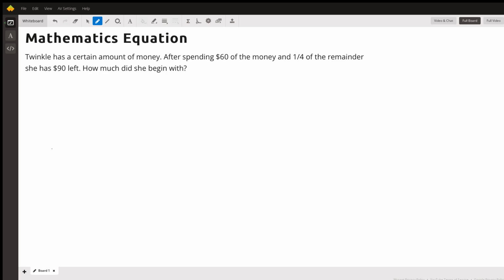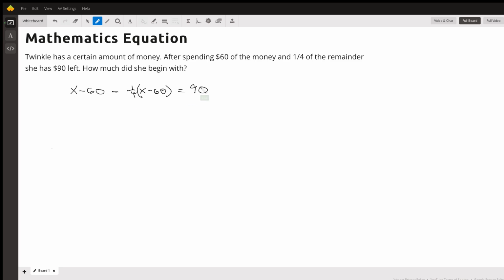So what we're going to do is, x will be how much she started with, and she spent $60. So we're going to take $60 off of that. Now after that, she spends a quarter of that money, and she has $90 left. So when she spends a quarter of that money, this is how you would represent that. And after she spends the quarter, she has $90 left. So we're going to subtract that and set it equal to 90.